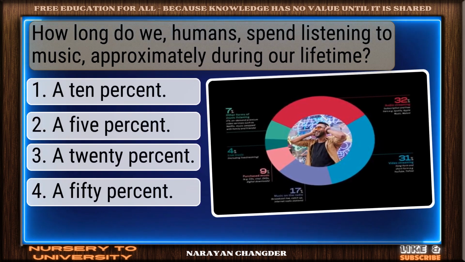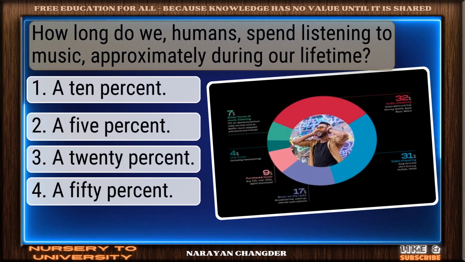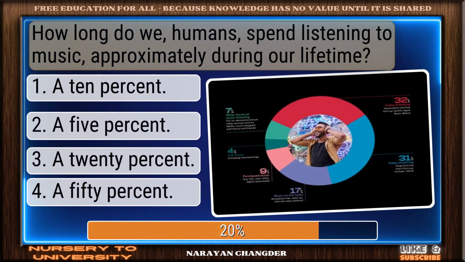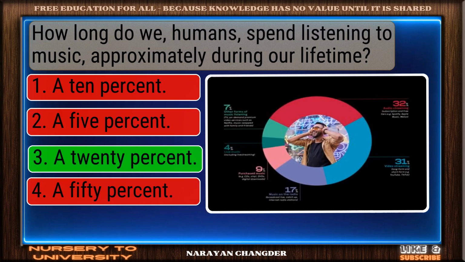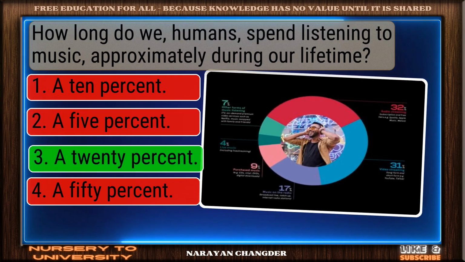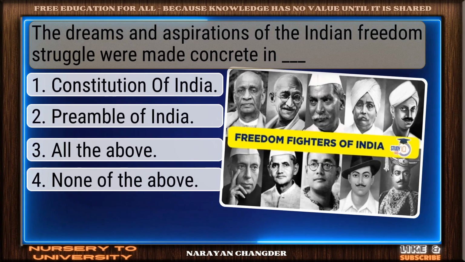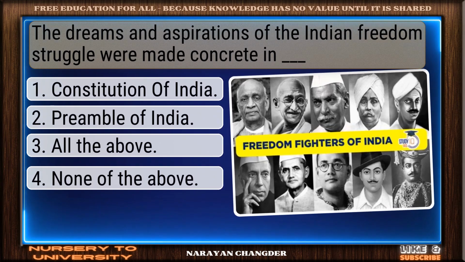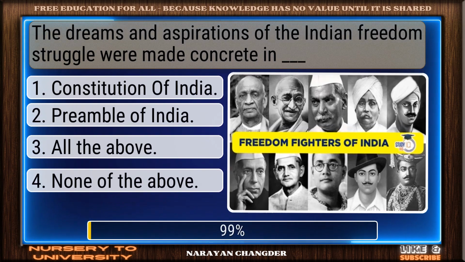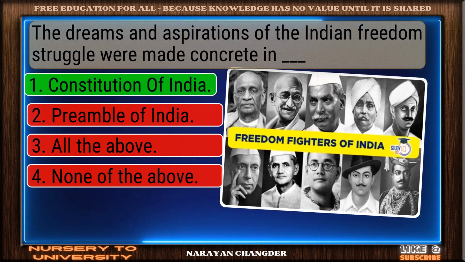Question number 37. How long do we, humans, spend listening to music? Approximately during our lifetime? You're right. A 20% is the correct answer. Question number 38. The dreams and aspirations of the Indian freedom struggle were made concrete in dash. Excellent choice. Constitution of India is the right answer.